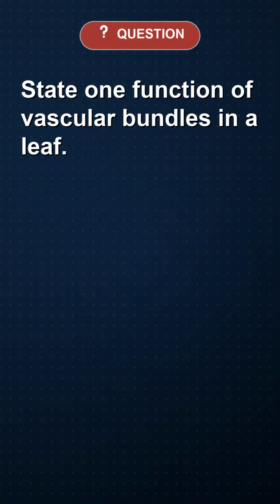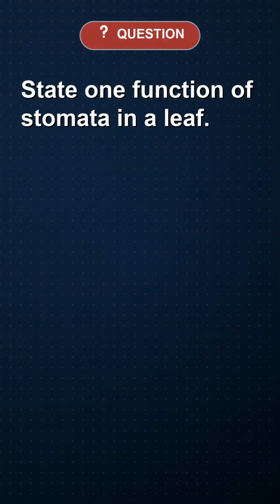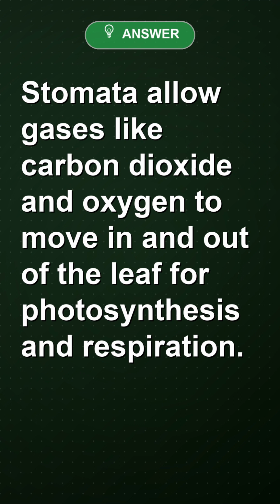State one function of vascular bundles in a leaf. Vascular bundles transport water and mineral salts to the leaf and carry away the food made during photosynthesis. State one function of stomata in a leaf. Stomata allow gases like carbon dioxide and oxygen to move in and out of the leaf for photosynthesis and respiration.